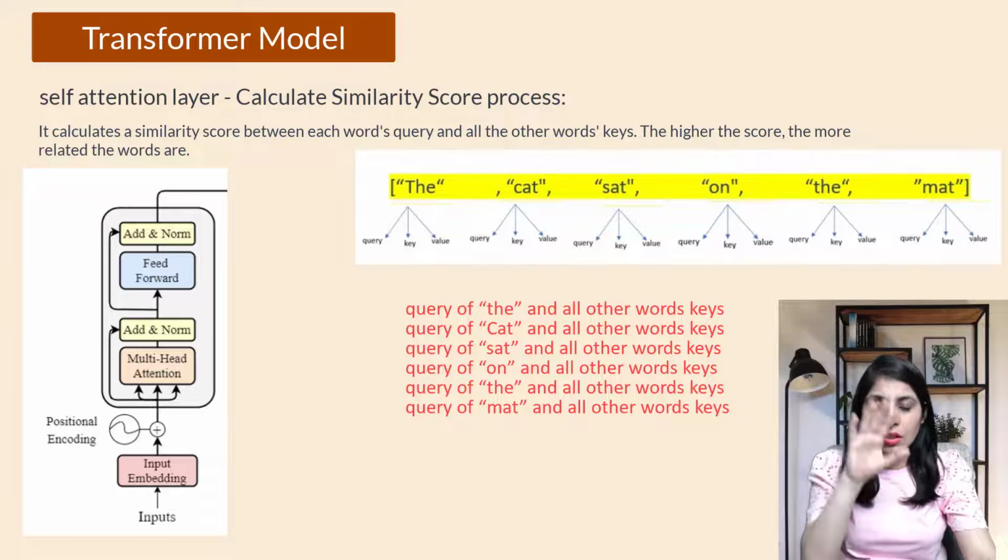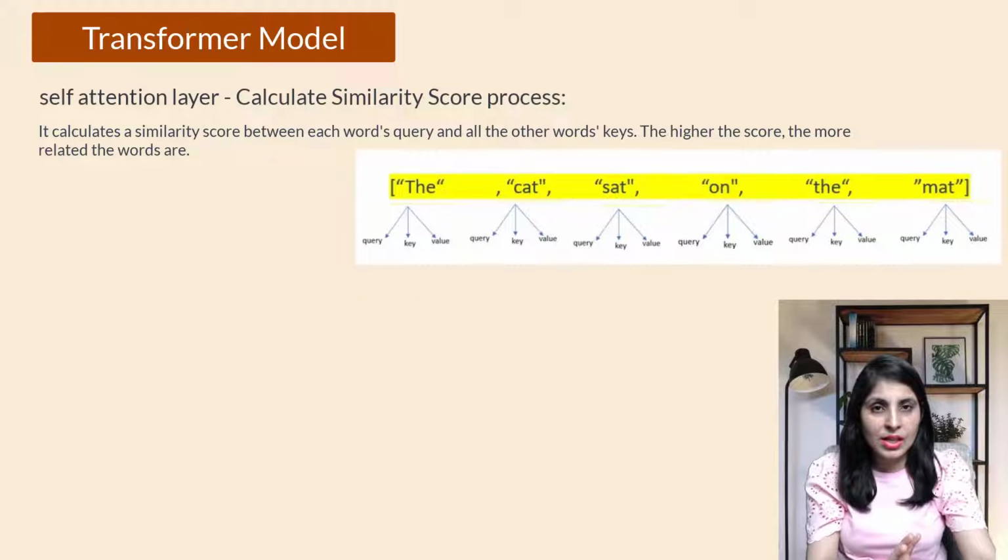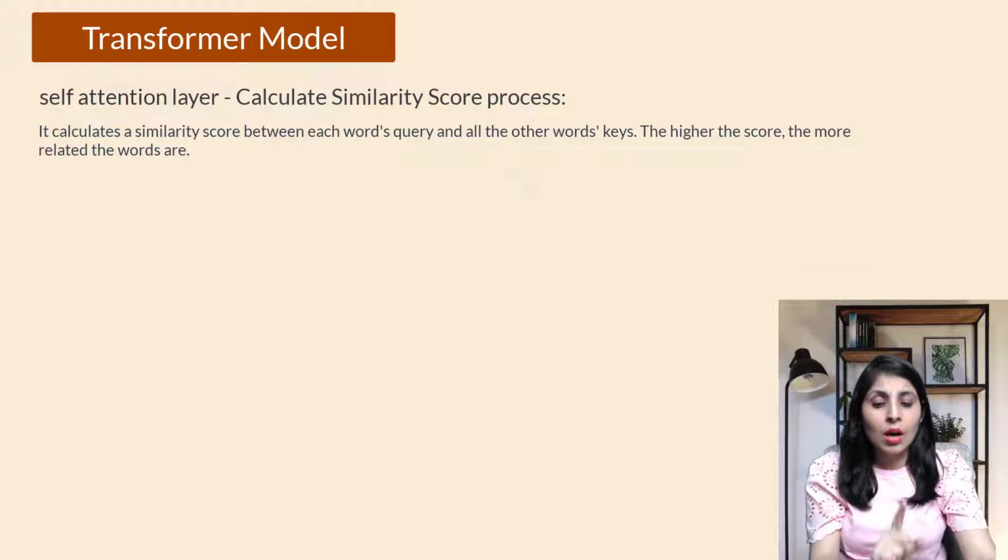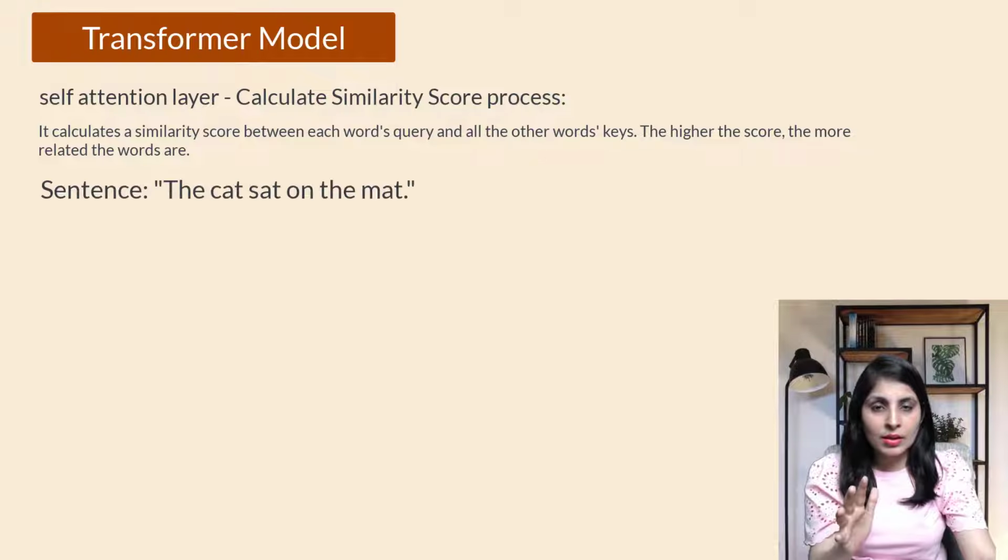Now, let's understand the overall theory which I've just told you with an example, and we are working on the same sentence, "the cat sat on a mat." This sentence is now going through the self-attention layer. Let's see how the self-attention layer will work on it.